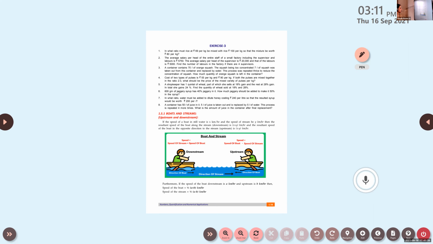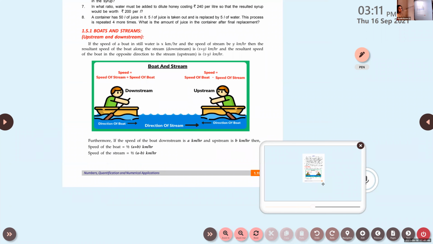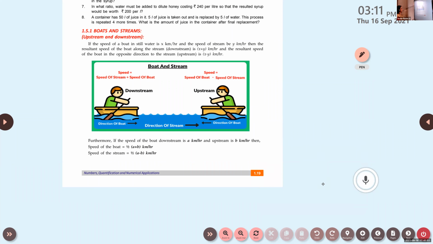The next type is upstream, downstream. Are you able to recall this type? What is meant by upstream? When we move along with the water, it is called downstream, isn't it? In that case, the speed of the boat will increase. So when downstream, speed will be the speed of stream plus speed of boat. If it is upstream, boat speed will be less, so speed of boat minus speed of stream.